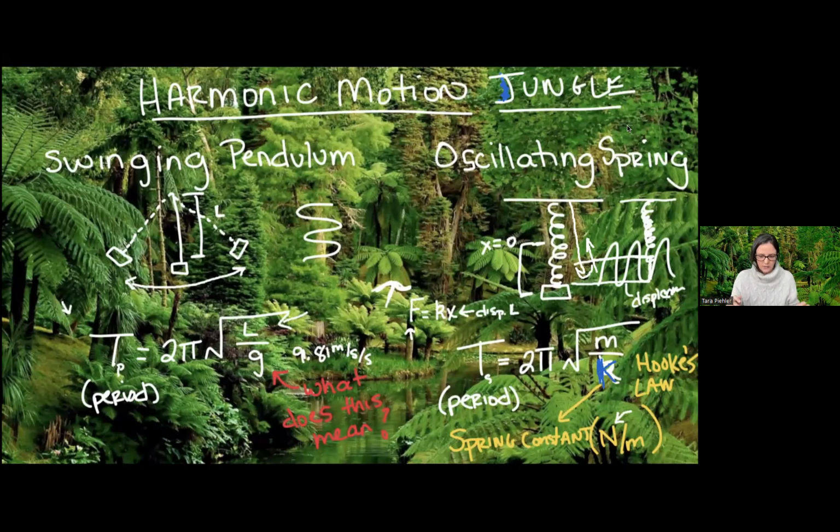So you know how you write equations like F equals KX? If there's one letter next to another letter, it just means multiply.